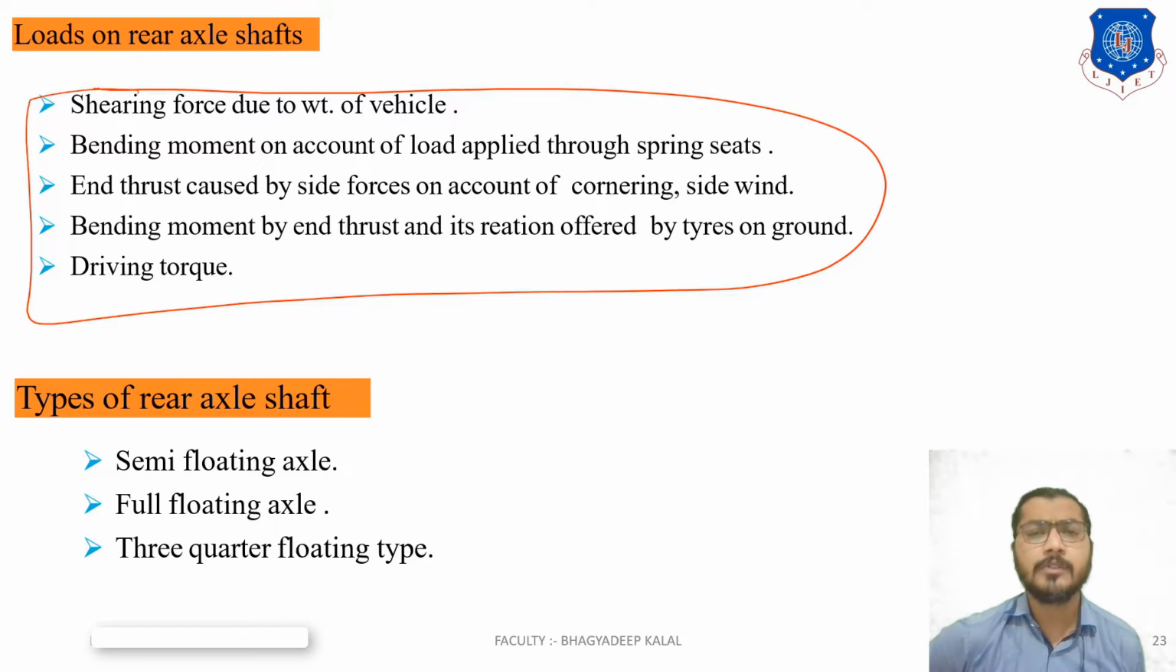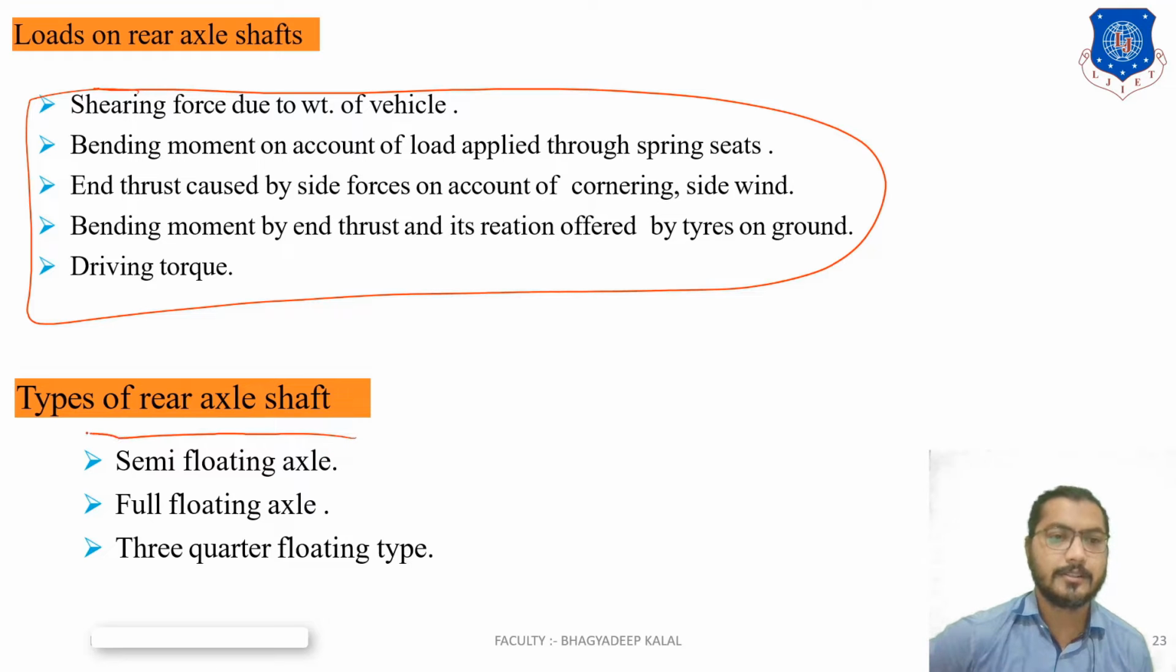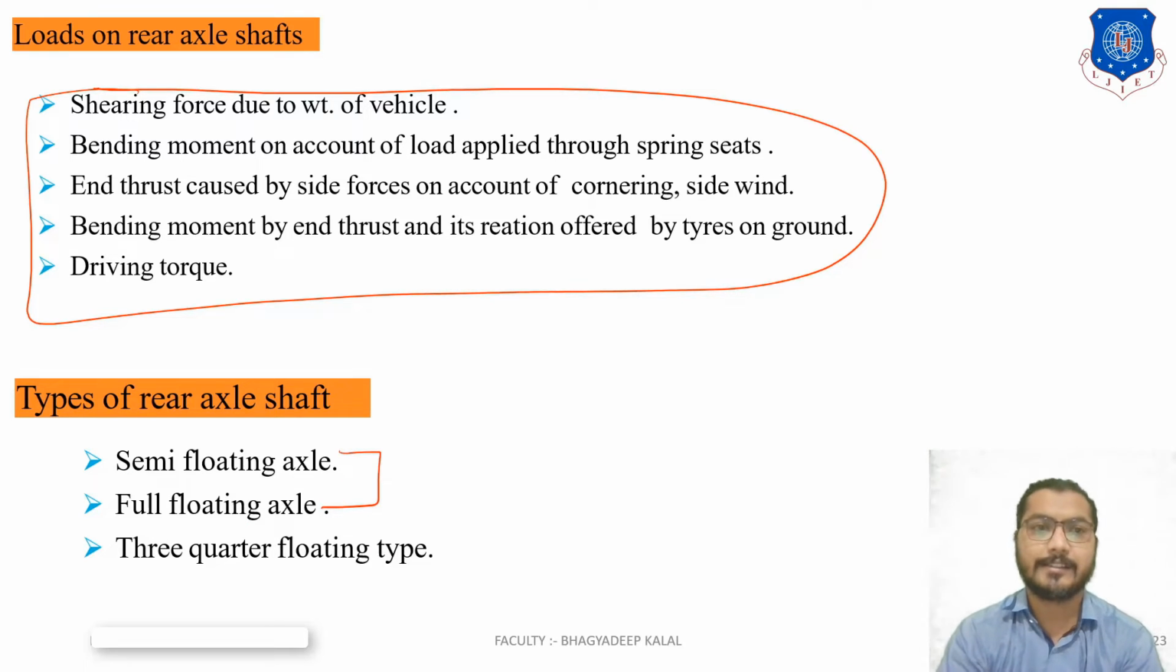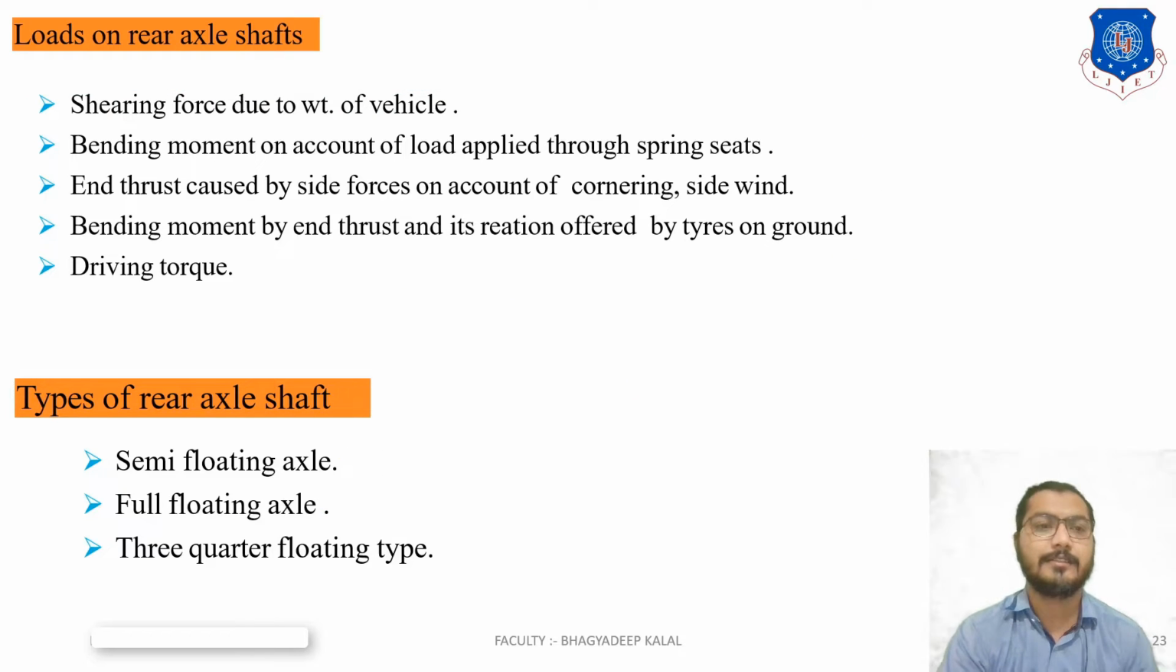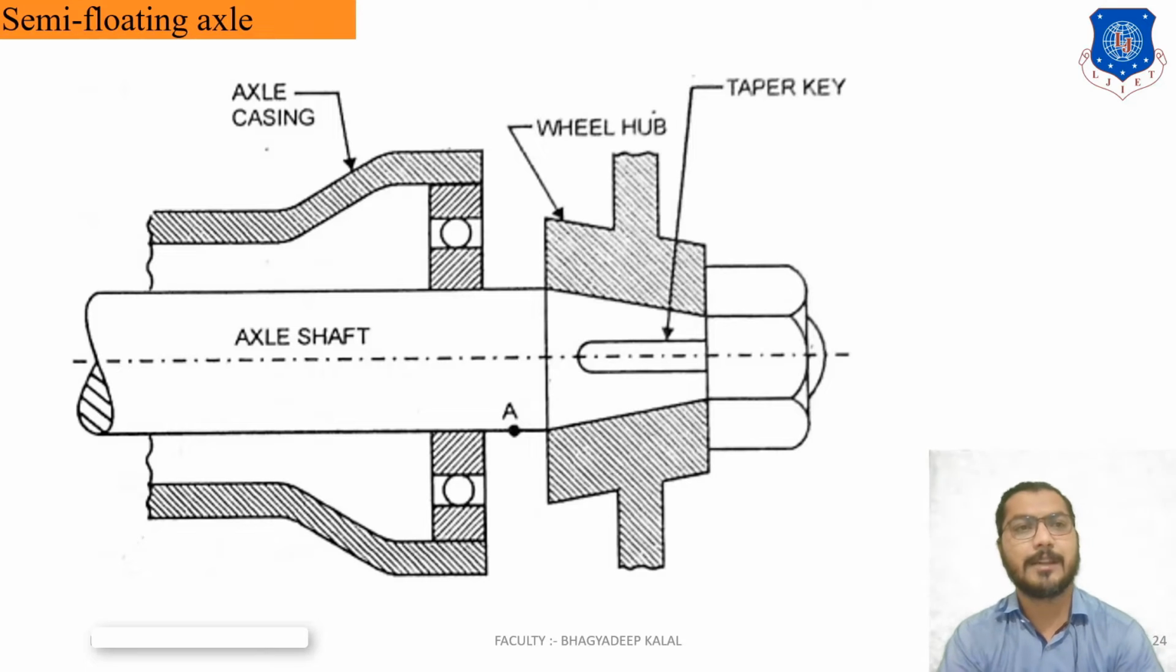Semi floating is very easy and is widely used in conventional methods, in cars and light duty vehicles. Full floating is a very robust type with heavy strength, and it is used in trucks and heavy vehicles. The 3/4 floating is in between these two, semi floating and full floating axles. So let me discuss one by one the difference in construction of the semi floating, full floating, and 3/4 floating types. The first one is the semi floating axle.